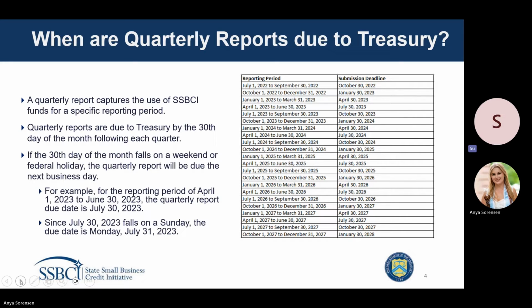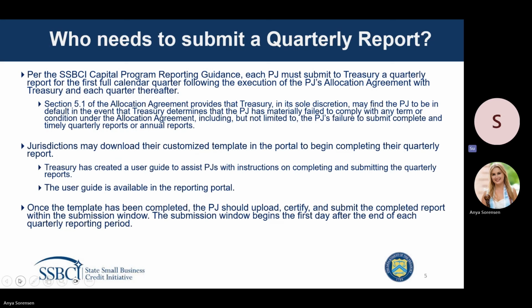Generally, each submission window will begin on the first day of the month with the submission deadline. For example, for the reporting period of October 1 to December 31st, 2023, the submission window begins on January 1st, 2024, as the submission deadline in this example is January 30th, 2024. Moving on to the next slide on who needs to submit a quarterly report.